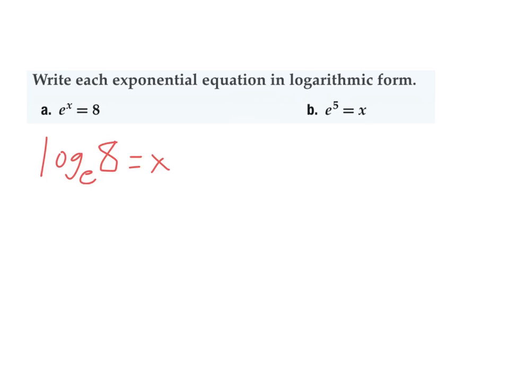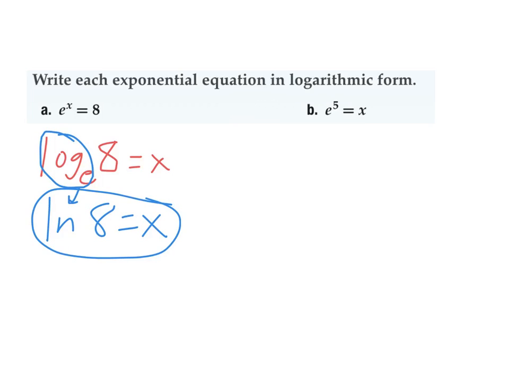Here's where the change comes in for 7.7. We don't write log base e. There's another way to express that. If you want, for a little while, to write it out like this first, you can. Just know that the log of base e is the natural log. The ln button on your calculator stands for the natural log, and that is log base e.